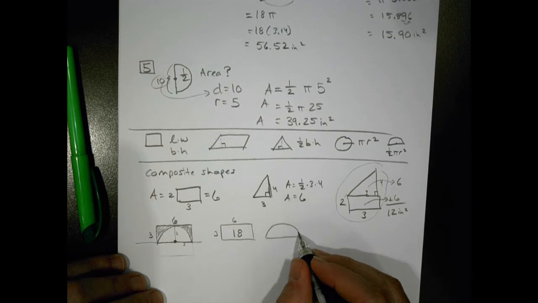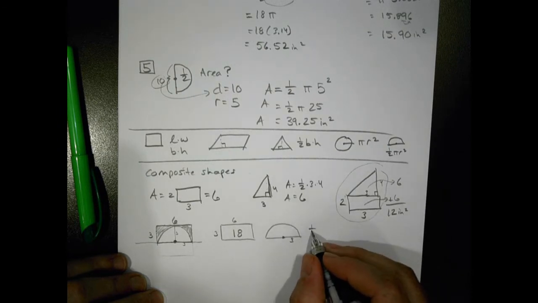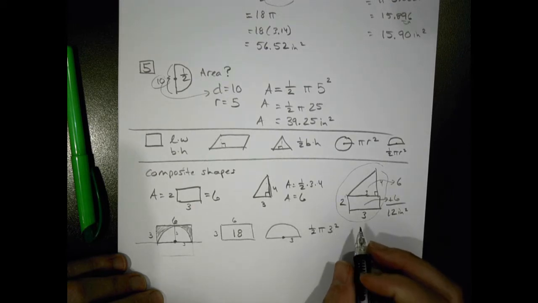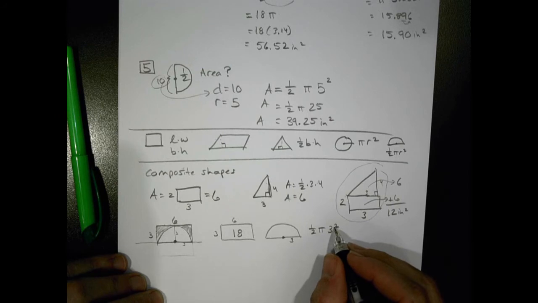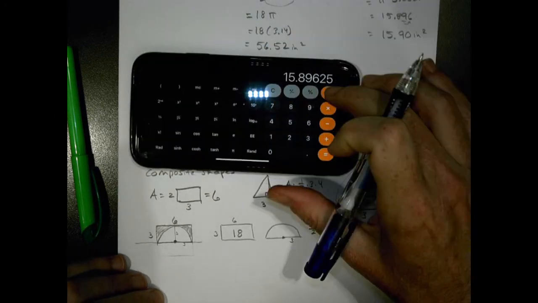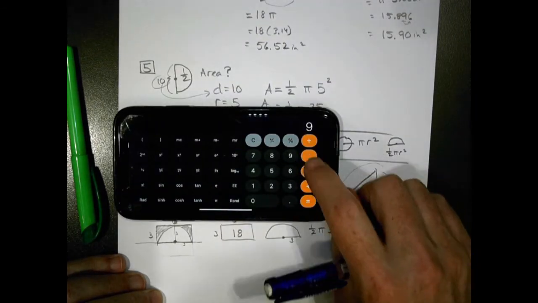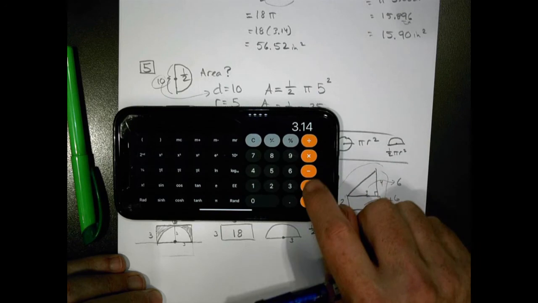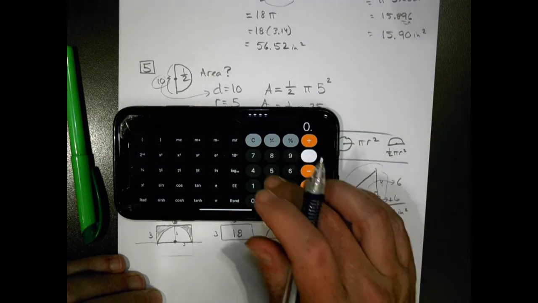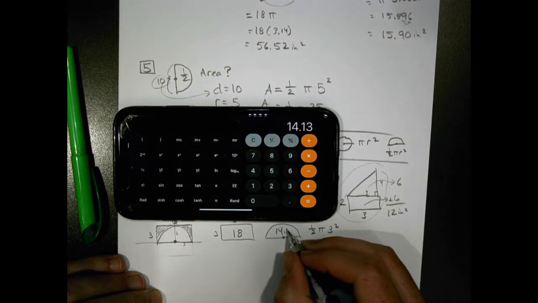and I have the semicircle here, which has a radius of 3, and that formula is 1/2 of pi times the radius squared. So we have 3 squared is 9, and then 9 times pi times half, right? So we can just do 9 times 3.14 times a half, so times 0.5 equals 14.13.